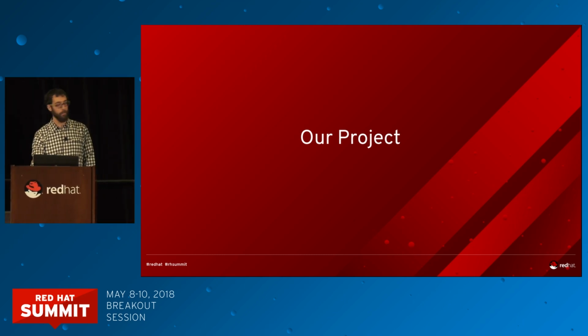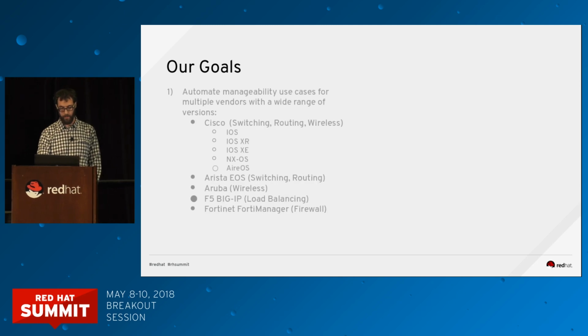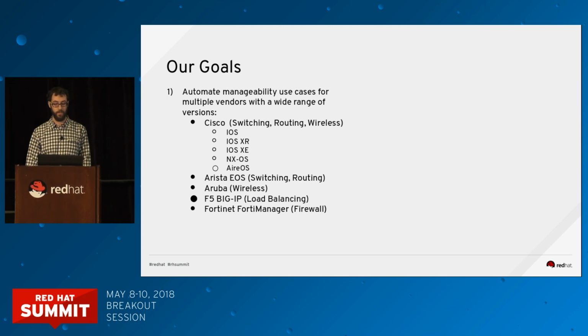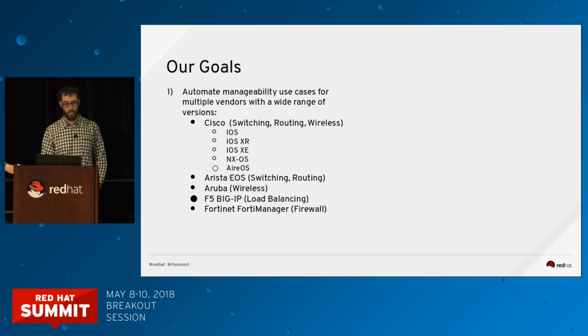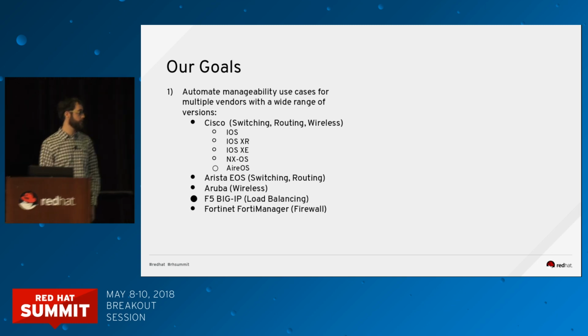All right, so for our project, we had a couple key sets of goals. We needed to target multiple vendors and a wide array of versions in those vendors. As you can see here, Cisco being the bulk of the inventory and the types, with roughly, I think, 9,000 or so being Cisco iOS and XE. We also had some wireless controllers and load balancers in the mix as well.